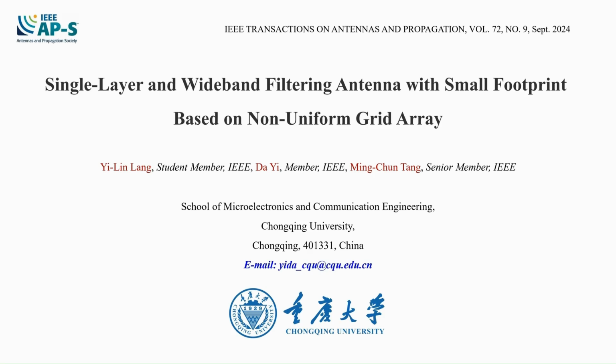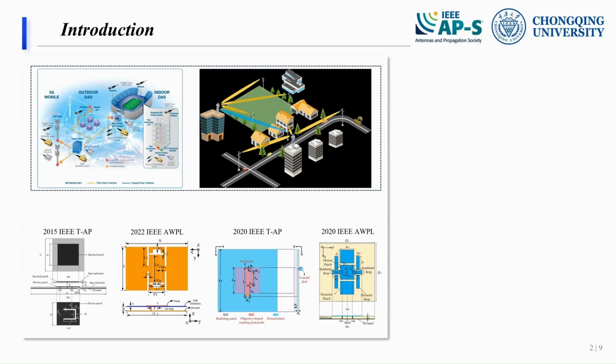This video briefly introduces our research on the wideband filtering antenna with small footprint based on non-uniform grid array structure. Recent advancements in 5G and emerging 6G technology have highlighted the need for compact wideband antennas in space-limited systems, such as miniaturized mobile terminals and IoT applications.